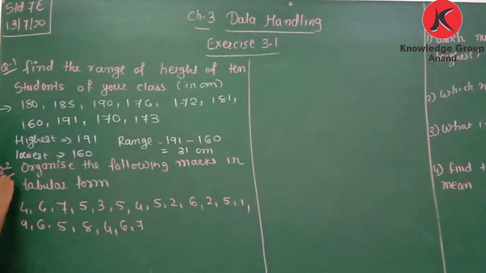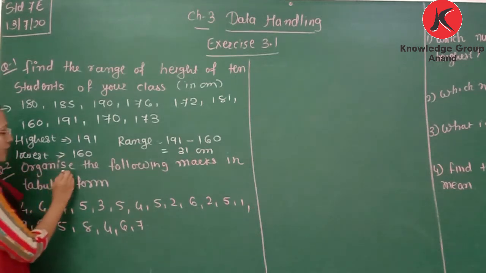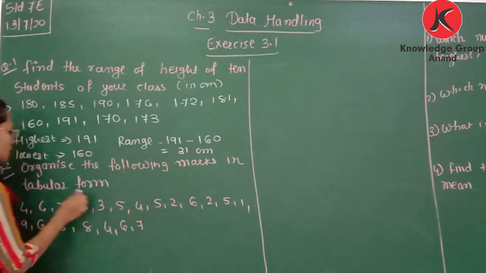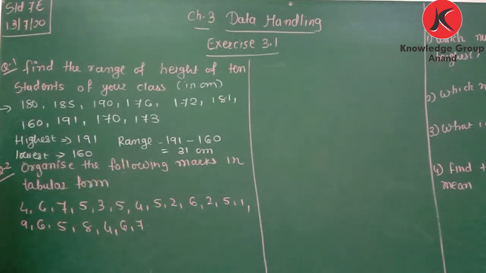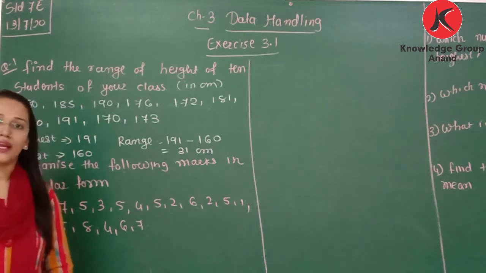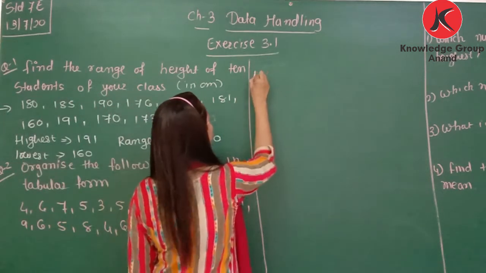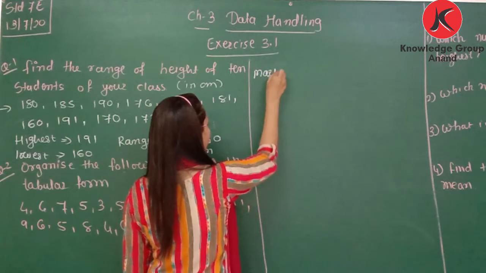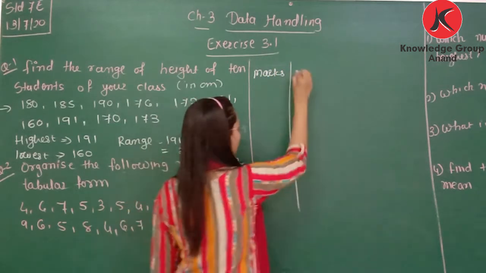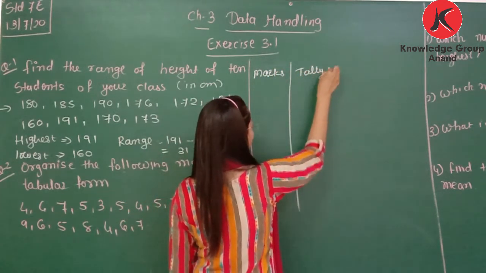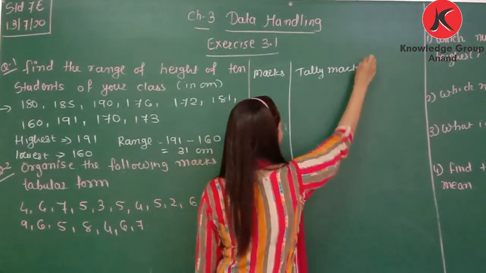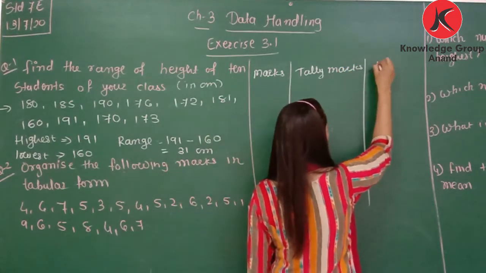Now next one, question number 2. Organize the following marks in tabular form. We learned in a previous standard about tally marks. So here the numbers are given and you need to represent them in a tabular form, means tally marks. So we can write marks, tally marks and total.